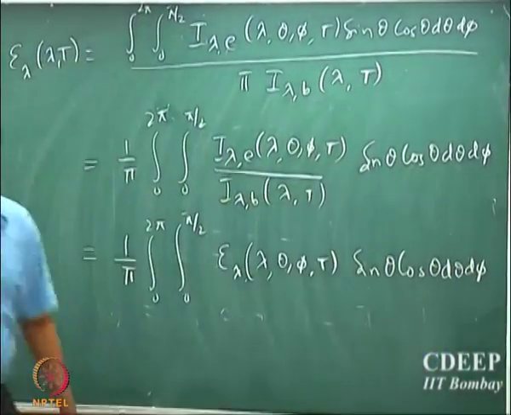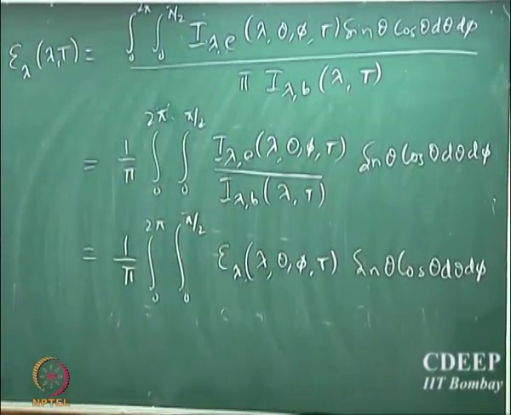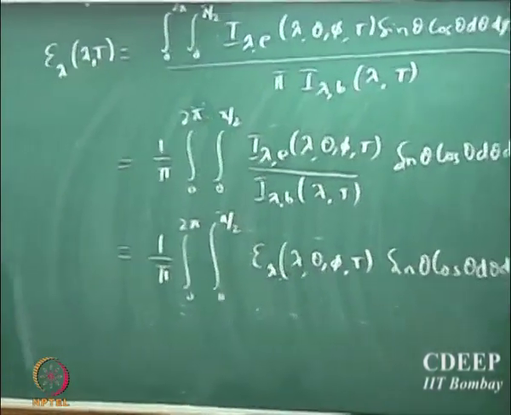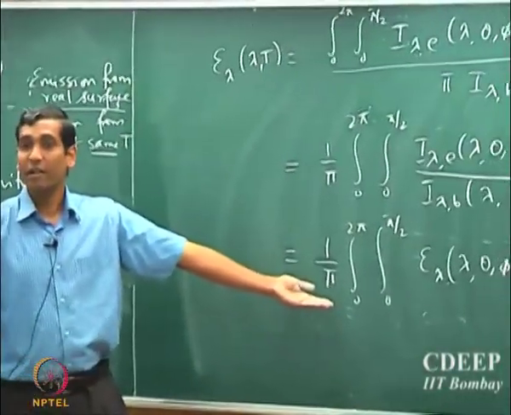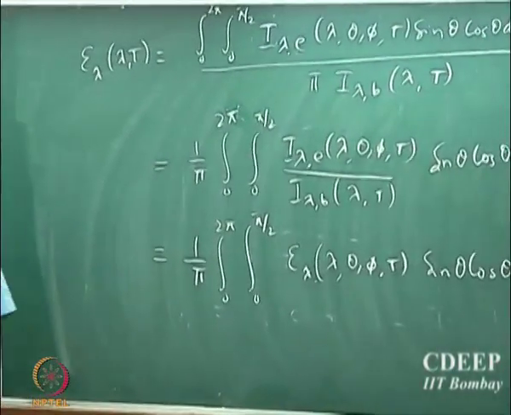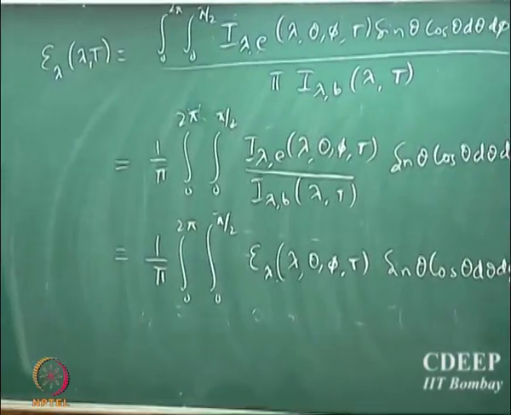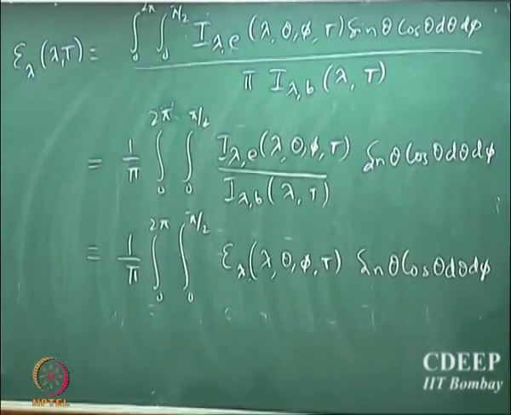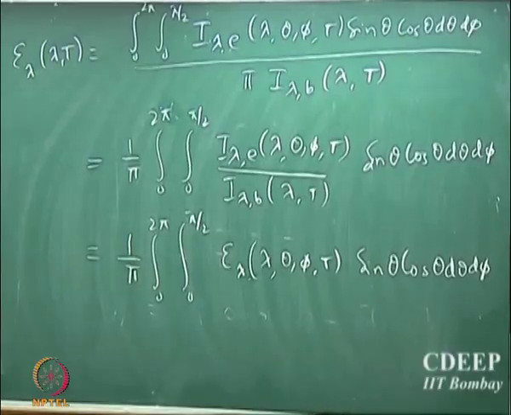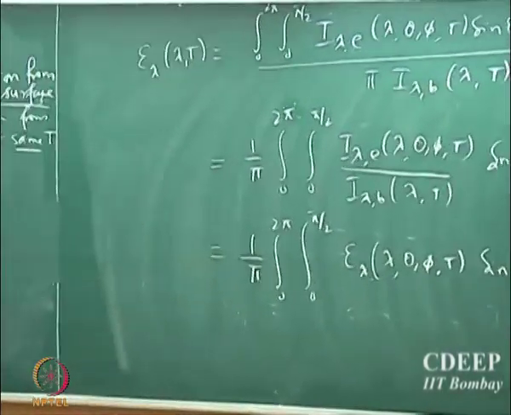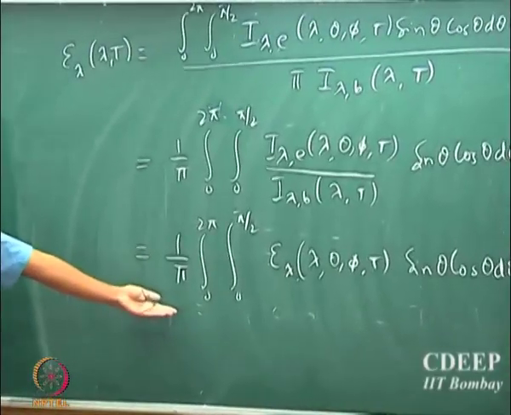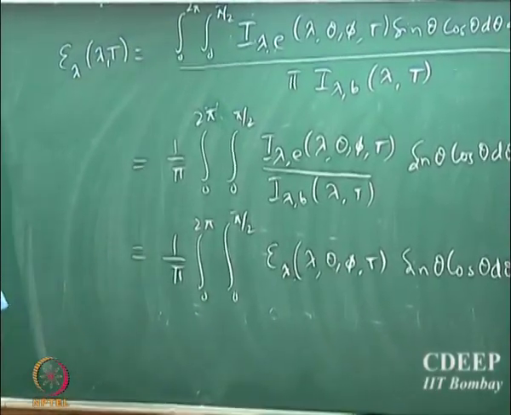Okay. So suddenly, because of the definition, you will see that there is a 1 by pi that has come in because of the definition. Unlike what we saw in emissive flux, spectral hemispherical emissive flux and the total flux, here you will suddenly see a 1 by pi that comes because of the definition of this ratio.